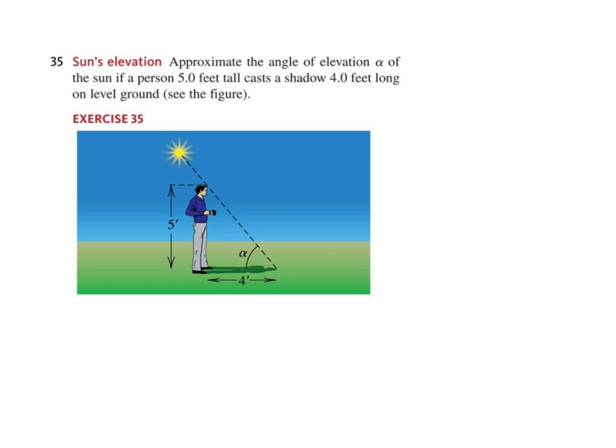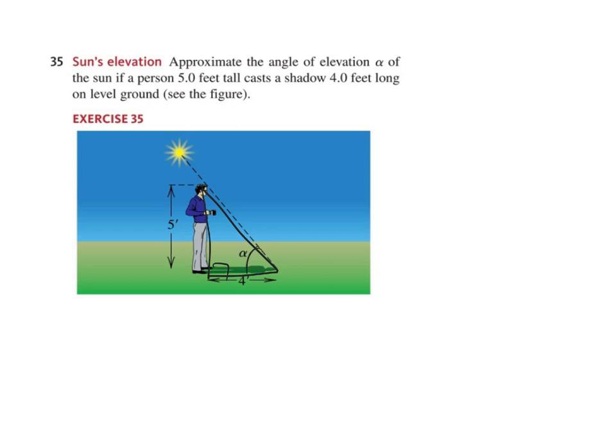Approximate the angle of elevation, theta. So we're doing all this backwards. The angle alpha of the sun, if a person is 5 feet tall, casts a shadow 4 feet long. So here is your right triangle. All right, so 4, 5. The hypotenuse is not 3. It's not a 3, 4, 5 right triangle. That 4 and 5 have to be your legs.